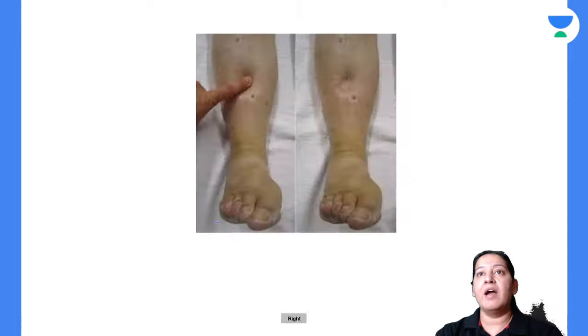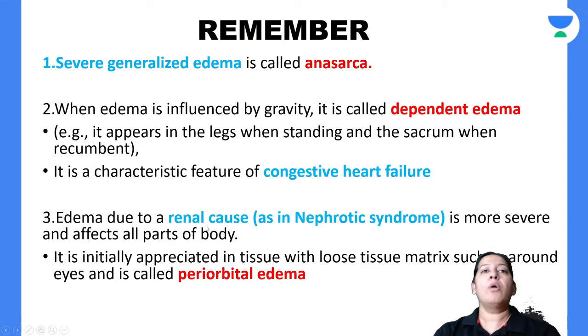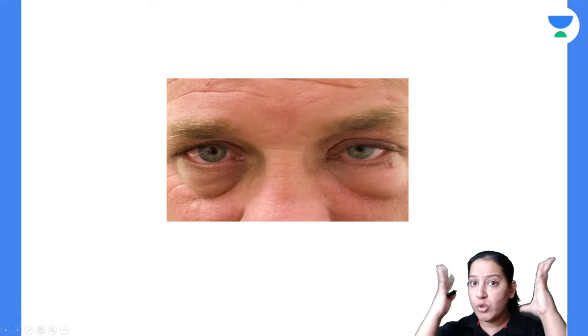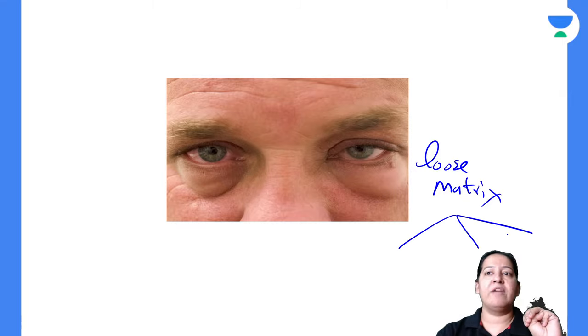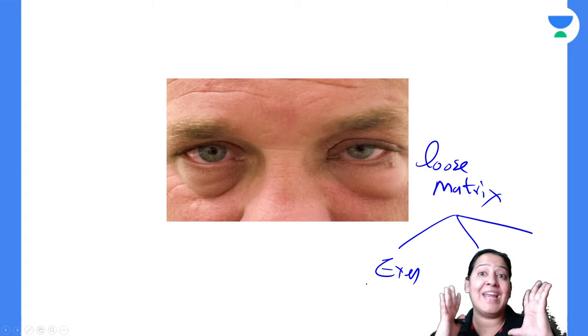What about renal edema? Cardiac edema is dependent edema. When the person is standing, it is in the foot. When lying down, it is in the back. Now when it is renal edema, edema mostly occurs on the face, especially the loose tissue, the tissue with the loose matrix. There are few tissues in the human body with loose matrix. One is around the eyes. The tissue around the eyes will cause periorbital edema.